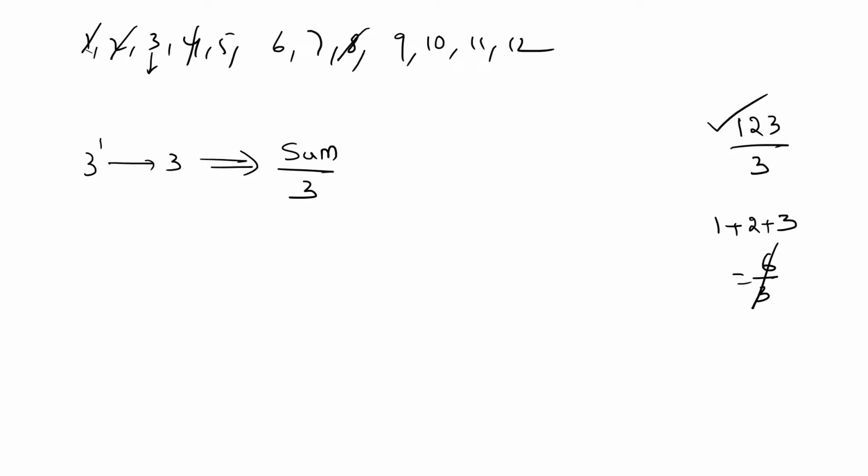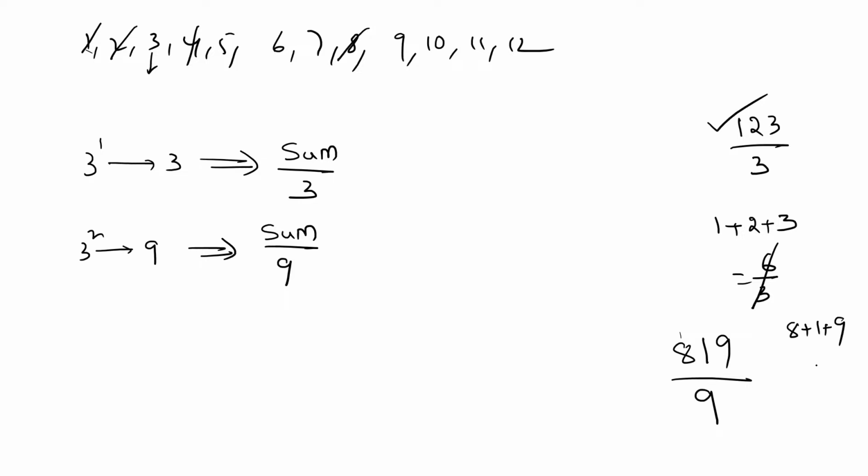If the answer you are getting is divisible by 3, then the number will be also divisible by 3. Like add 1 plus 2 plus 3, 6. Is 6 divisible by 3? Yes. Then 123 also divisible by 3, like that. Then what is 3 square? 3 square is 9. So for 9 also the rule is same. Sum of the digits should be divisible by 9. For example, I want to check whether 819 is divisible by 9 or not. Simply add all the numbers. If the answer of that sum is divisible by 9, then the number will be also divisible by 9. Don't worry, I will repeat all the rules once again. So we are done with 3 and 9 also.